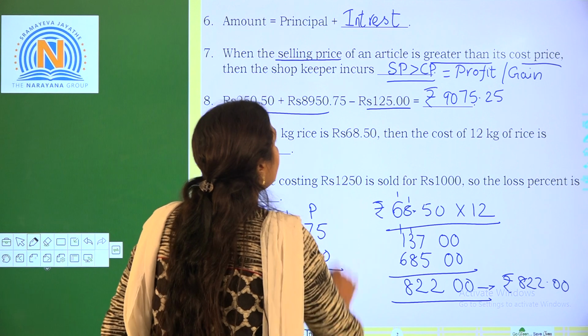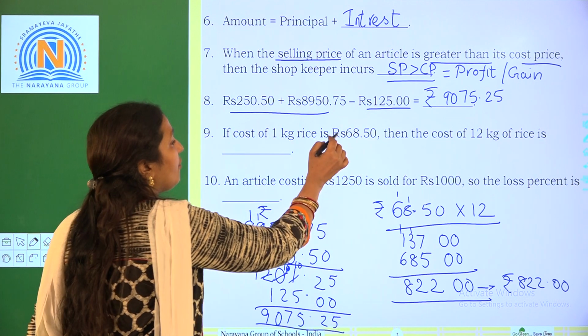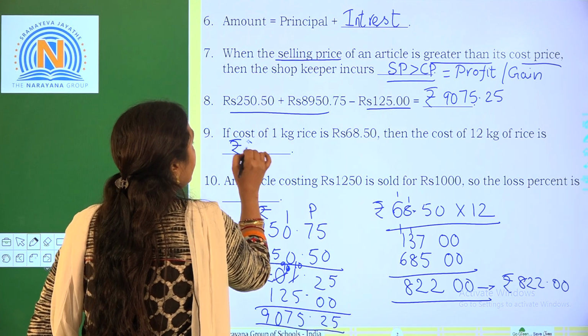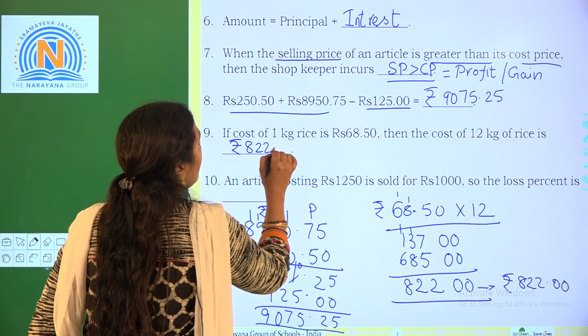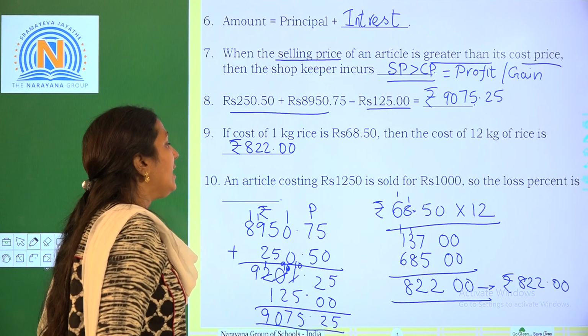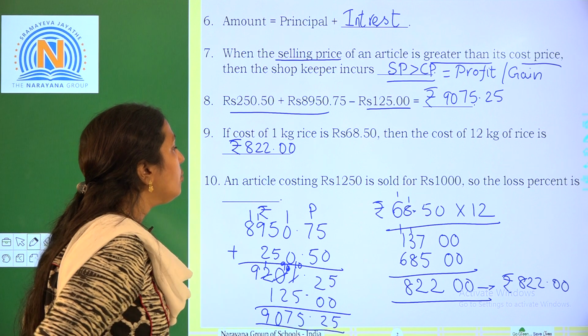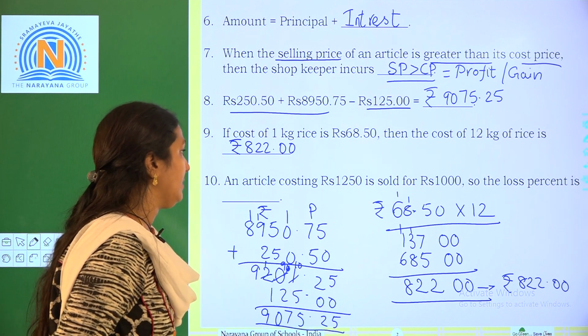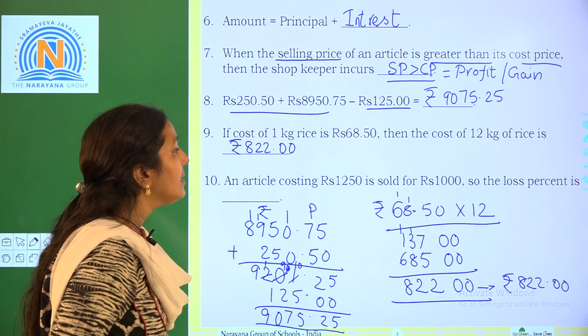So the cost of 12 kgs of rice is 822 rupees.